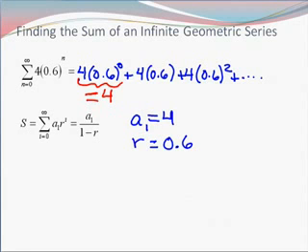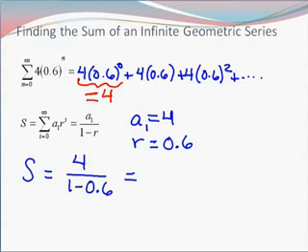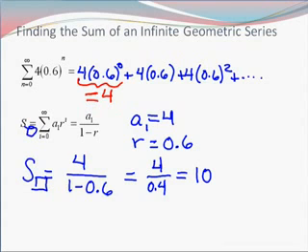And plugging into our formula, we have S is equal to 4 over 1 minus 0.6, which is equal to 4 over 0.4, and that is just 10. Notice we no longer have a subscript on our formula, and that's because of the infinity here.